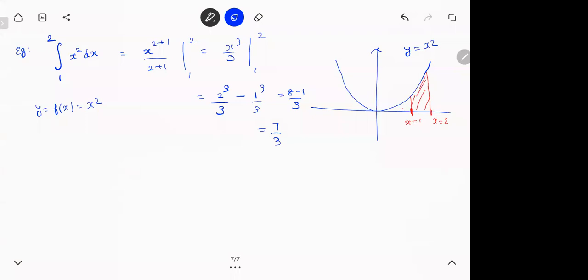Now how this formula is derived, x power n plus 1 by n plus 1, we are not interested. We are not going to look at it. So this gives you the exact value. There is no error in this.